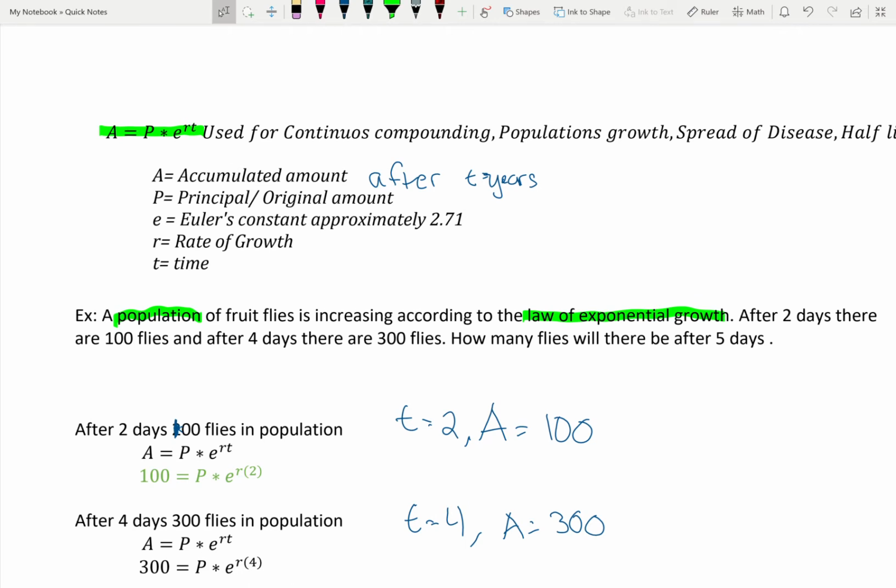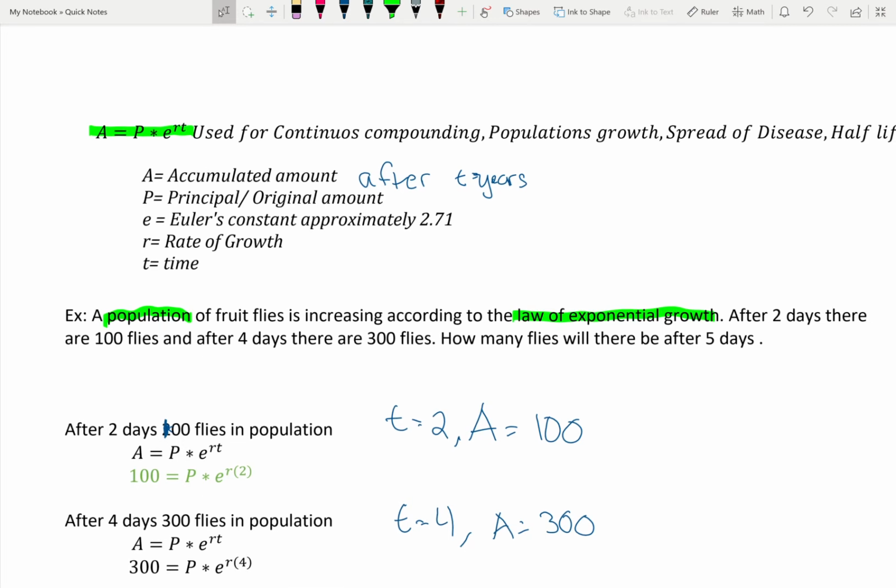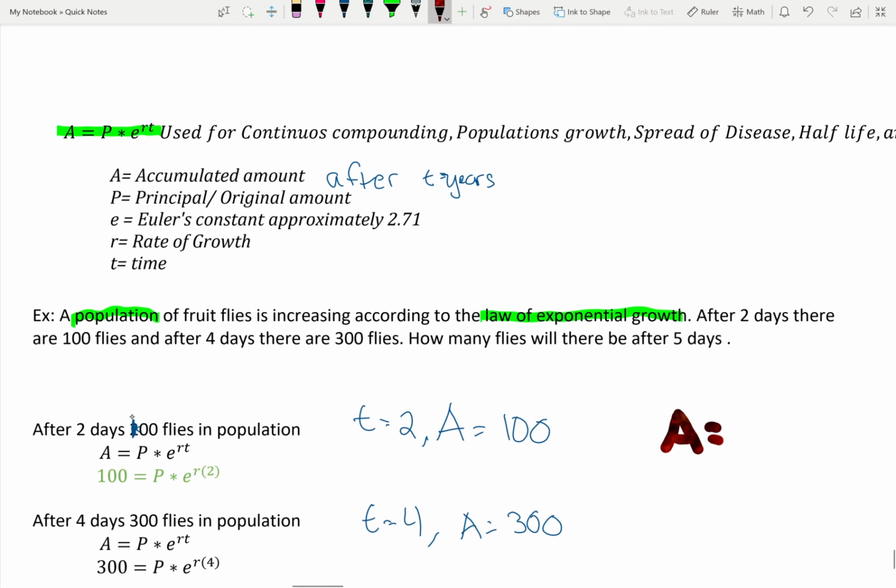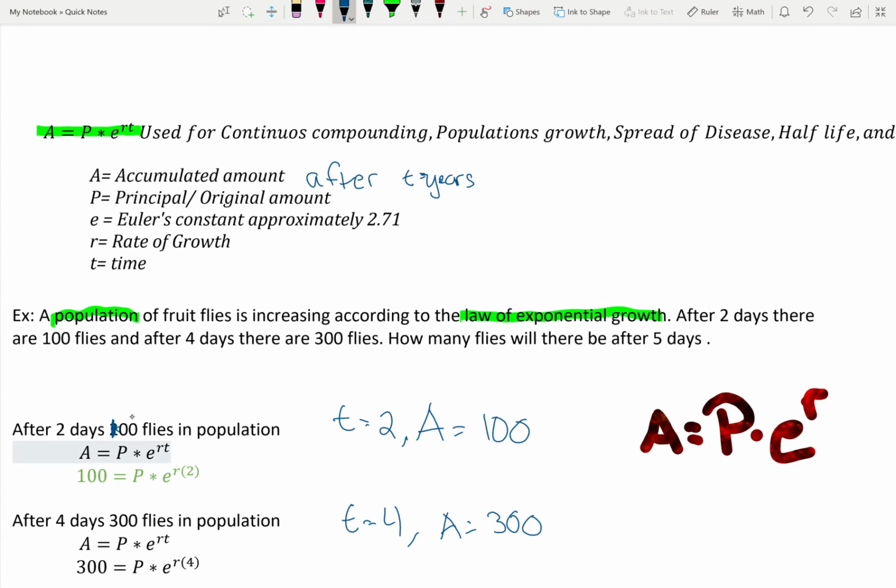So we have 2 different equations right here. The first one, we have 100 equals this whole thing, and then the second one is the 300 equals this whole thing. But what do they actually want us to solve for? They want us to solve for the accumulated value, A, equaling P times e to the r, after 5 days has passed. So they want us to solve for this.